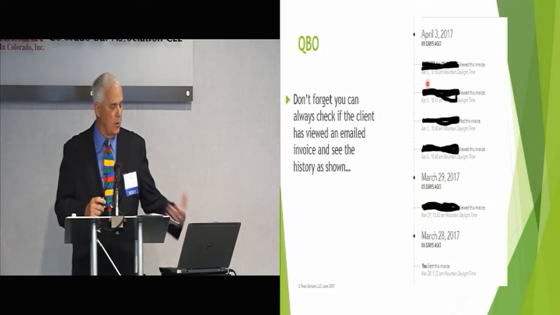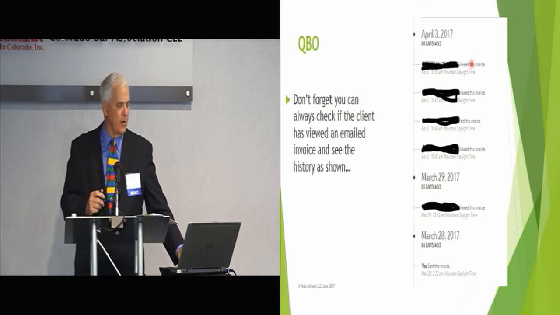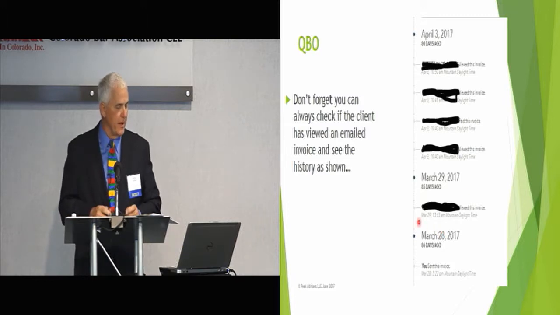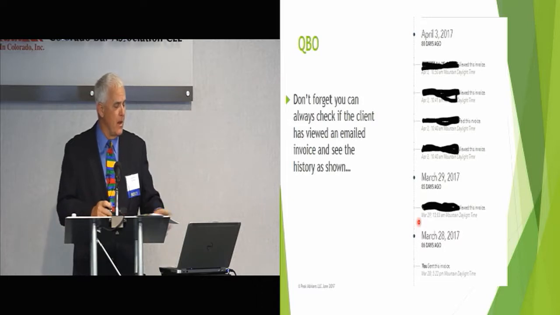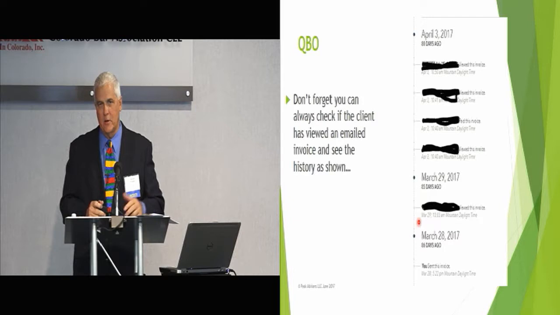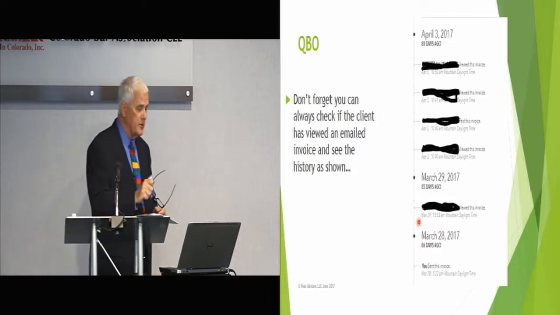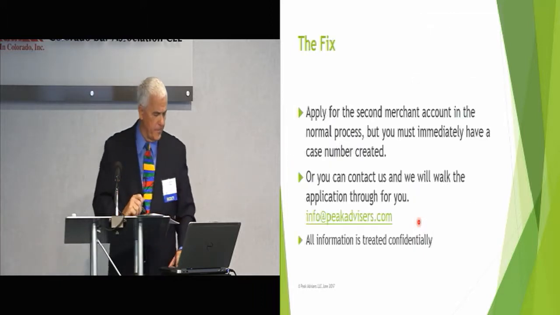So I pulled this out of ours a few weeks ago, but it shows they viewed it on a date here, they viewed it again, they viewed it here, they viewed it here. And just to cut off the suspense, they have subsequently paid this to us, so I feel really good about that. But you do know if they're looking at it or not. And that's always the first thing on a collection call, isn't it? To say, did I deliver the information? Has the client seen it? This is a unique feature to QBO.